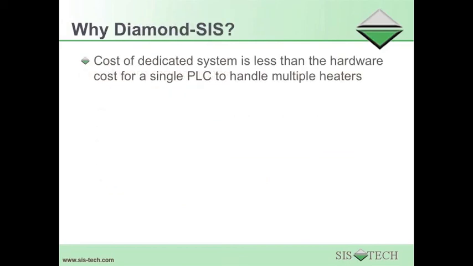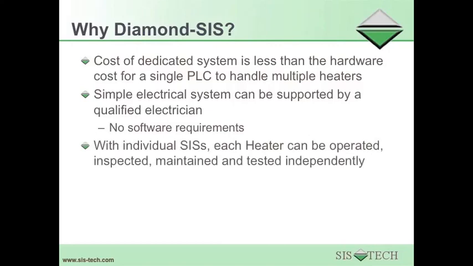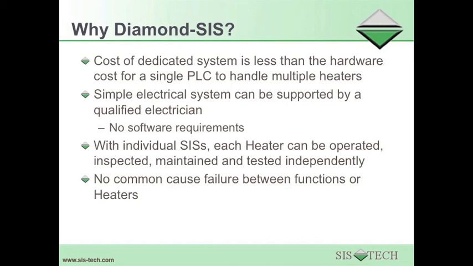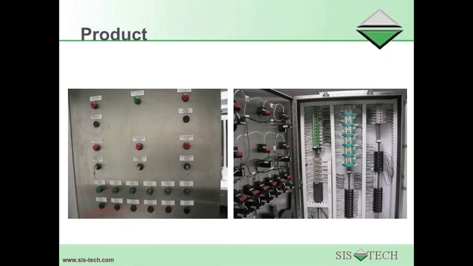Another solution is to use a Diamond SIS system, where the cost of a dedicated system is less than the hardware cost for a single PLC to handle multiple heaters. A simple electrical system can be supported by a qualified electrician. There are no software requirements to achieve safety. With individual SISs, each heater, boiler, or furnace can be operated, inspected, maintained, and tested independently. There are no common cause failures between functions or heaters, and the system is ready to be installed in the field for heater operation, so no remote instrument enclosure or major wiring is required.